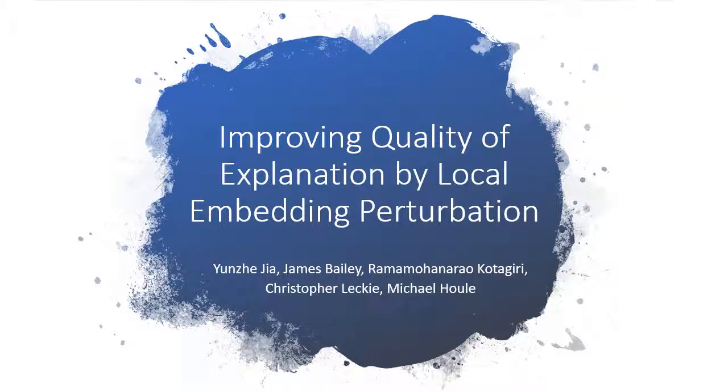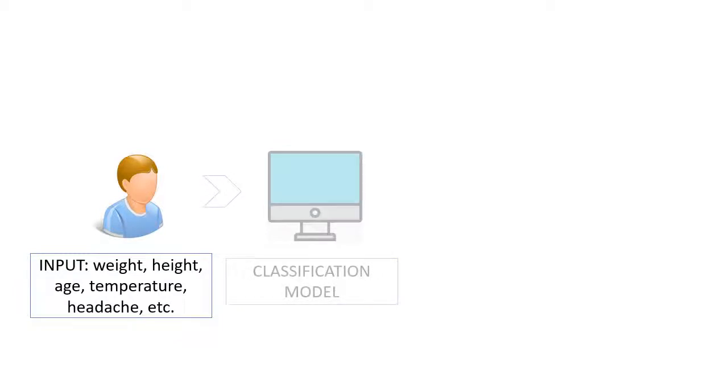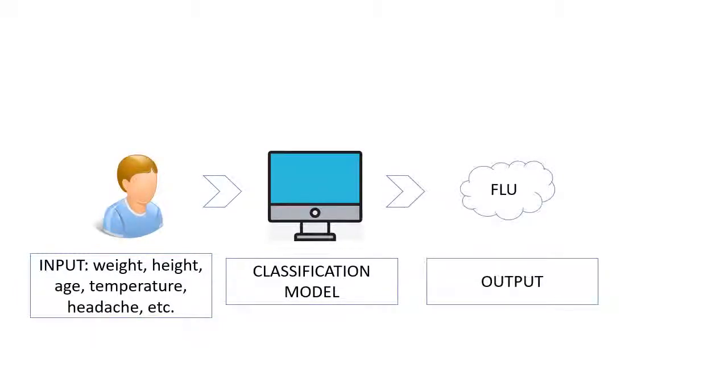Improving quality of explanation by local embedding perturbation. In a traditional classification model, the input instance is given to the model and the model gives its prediction. However, in some areas, just the prediction is not enough. The user also needs to know why.